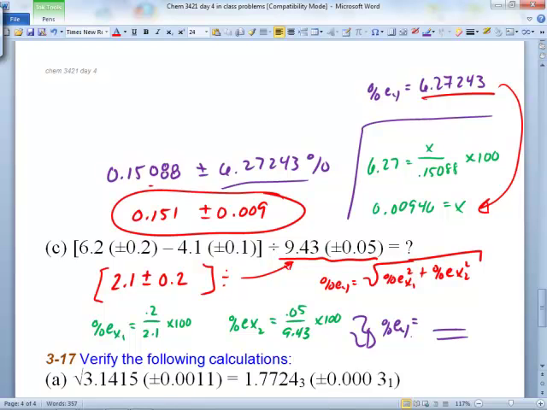Jamisa, did you get an answer for this guy? Percent EY? Yeah. Nilo, did you get an answer for percent EY? What did you get? 9.5? Folks are getting 9.5 for that, percent EY. Now you got to go back and convert it into absolute.